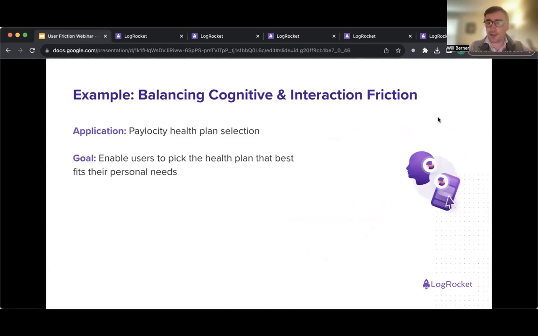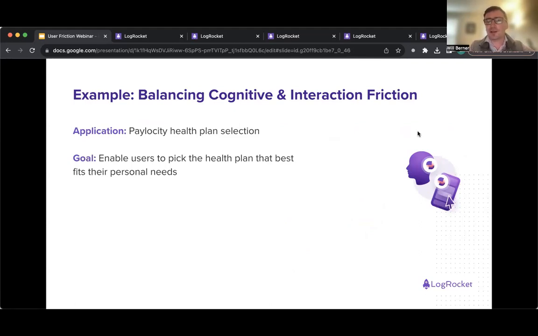So here at LogRocket, one of the software products we use is called Paylocity, and it's basically an all-in-one HR platform. It does a few different things for us. It's the software we use for expense reimbursement. It manages our payroll. And then what I wanted to talk about here is benefits administration.